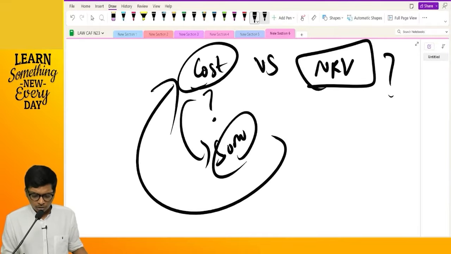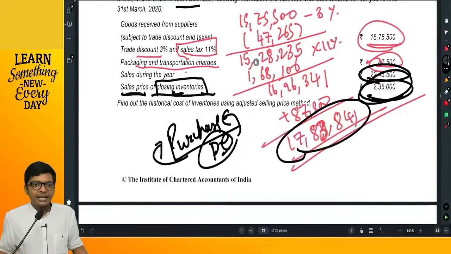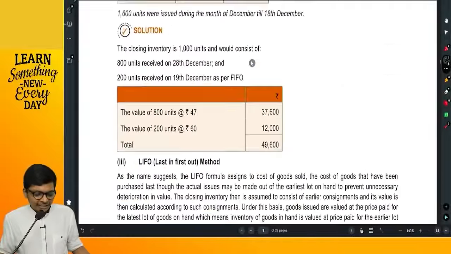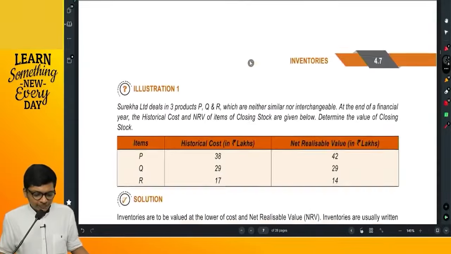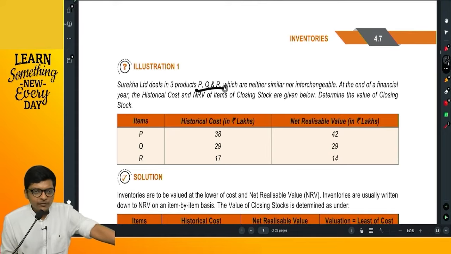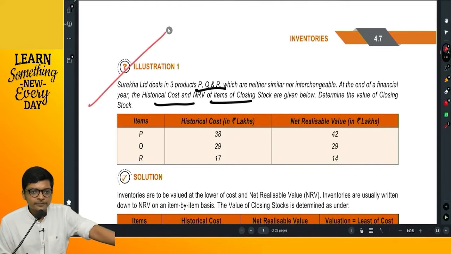Understood? Hello? Last sum for the day. Inventory will be valued at lower of cost or NRV, whichever is lower. So this sum we already did. Sureka is dealing in 3 products, P, Q, R. At the end of the financial year, they gave cost and NRV. What is the value of inventory, guys?